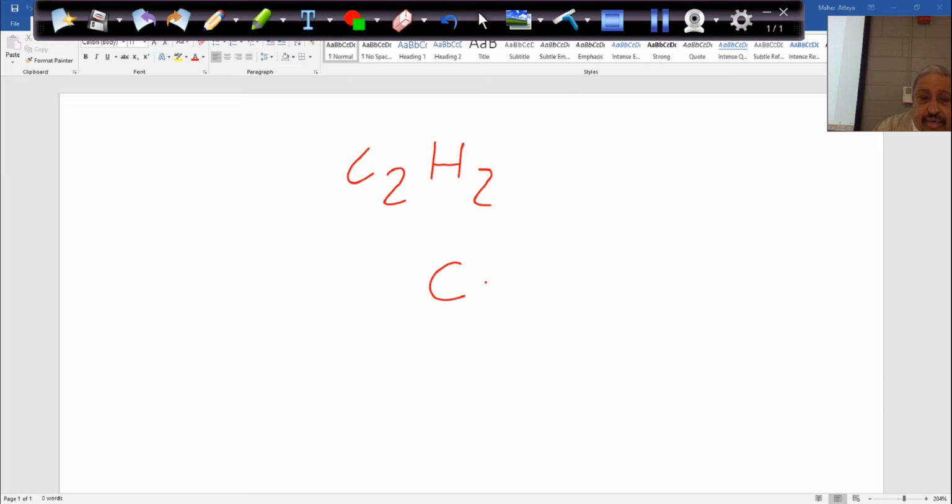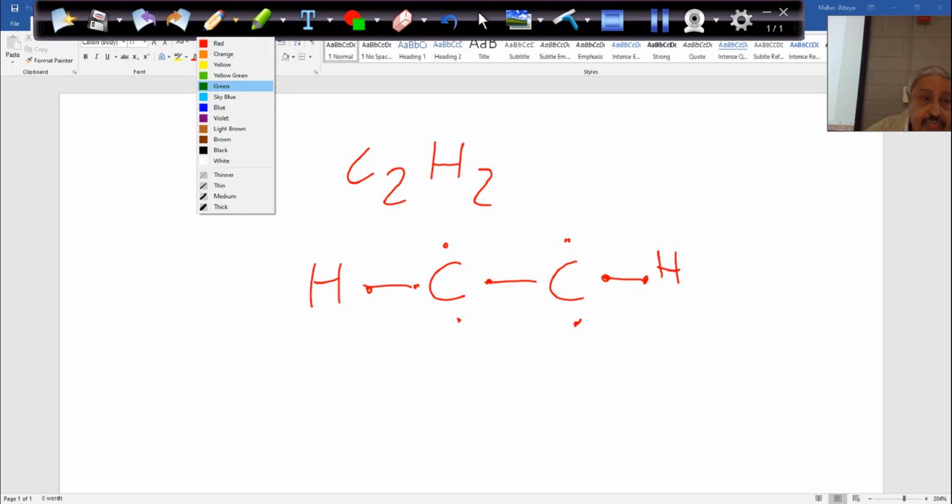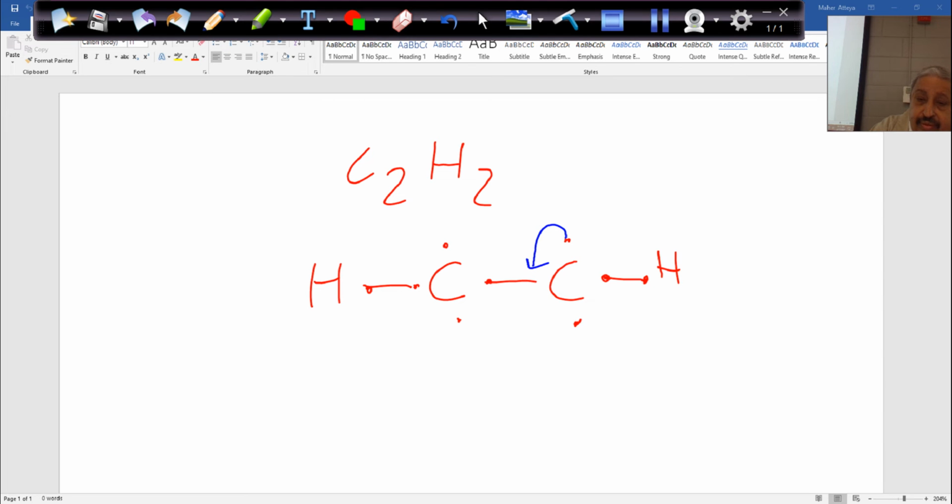C2H2. So I write H, H. But then the carbon has 4 valence electrons, correct? Hydrogen is 1, hydrogen is 1. Carbon has 4. But carbon has to obey the octet rule, correct? So I say, well, it's not obeying the octet rule. I will move this one here, and I make a double bond. So this one will be looking like C, double bond C, and then one is still here, one here, one here, one here, and then one here.